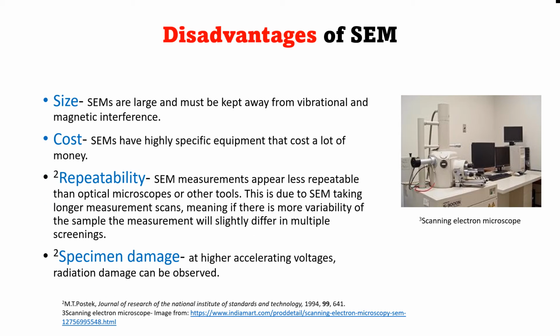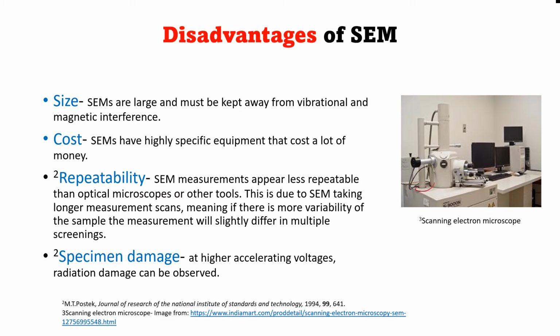Now we can discuss the disadvantages of SEM. As you can see, SEM can be quite a large bit of equipment, which means it has to be kept in its own room away from vibrational and magnetic interference. SEM also has highly specific equipment that can cost quite a lot of money. SEM also has issues with repeatability. Due to SEM taking longer measurement scans, measurements can appear less repeatable.